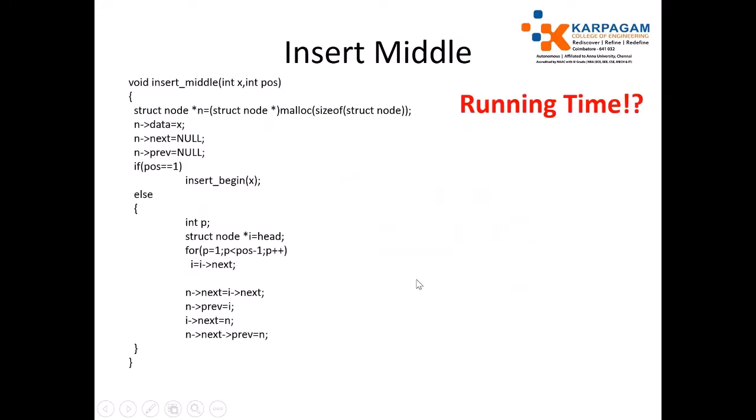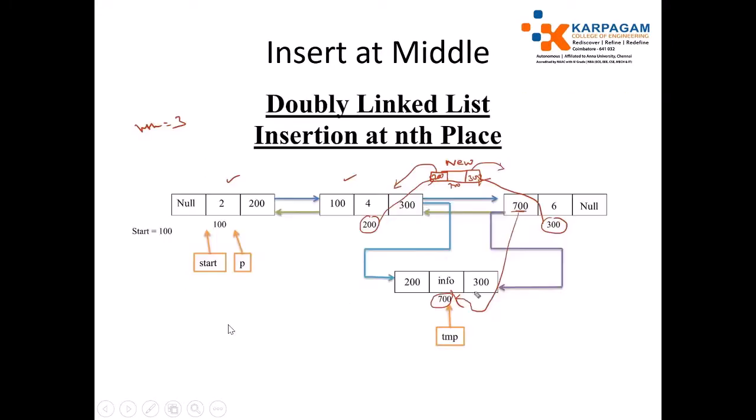Then the third process is i of next equal to n. Now i of next is 300. This should be replaced by 700, that is the new node's address. So just set i of next equal to n. After that, just set the last value to the new node.